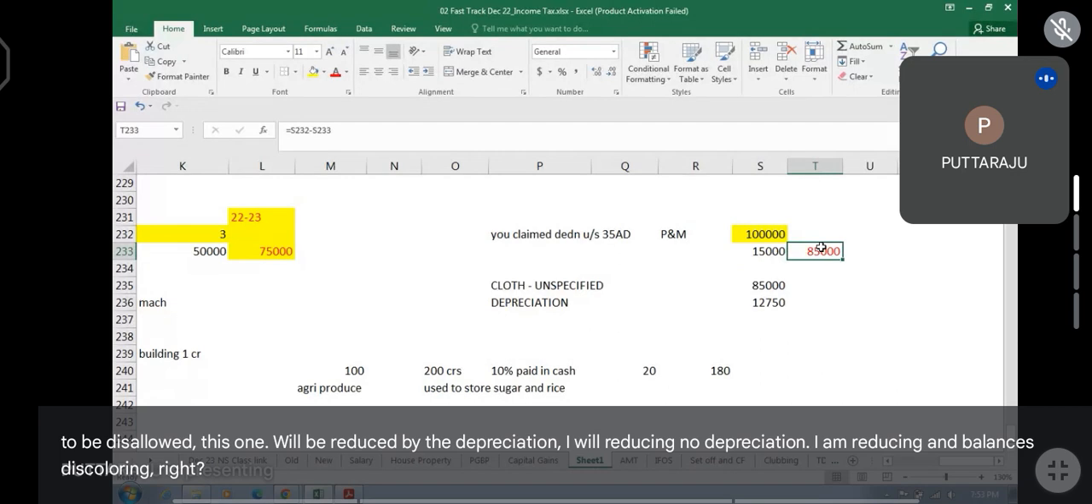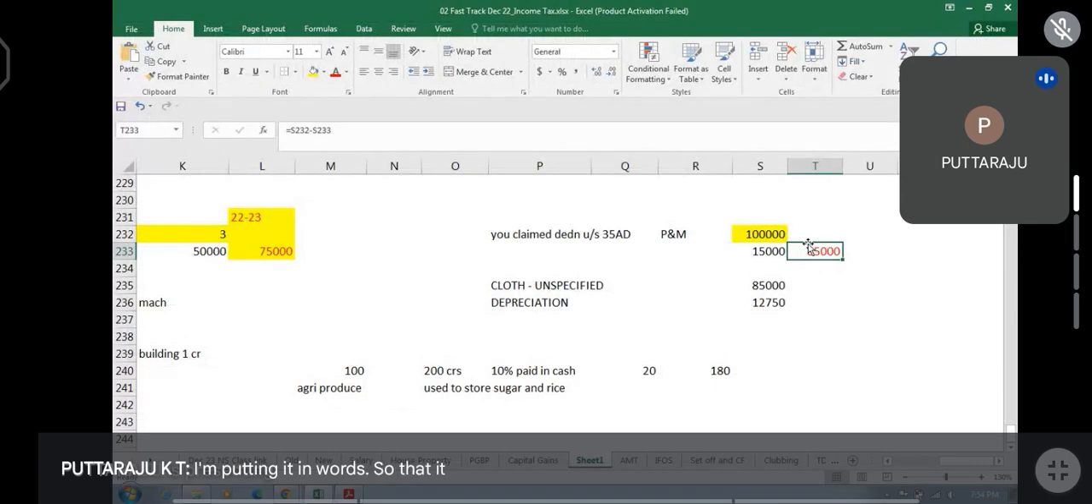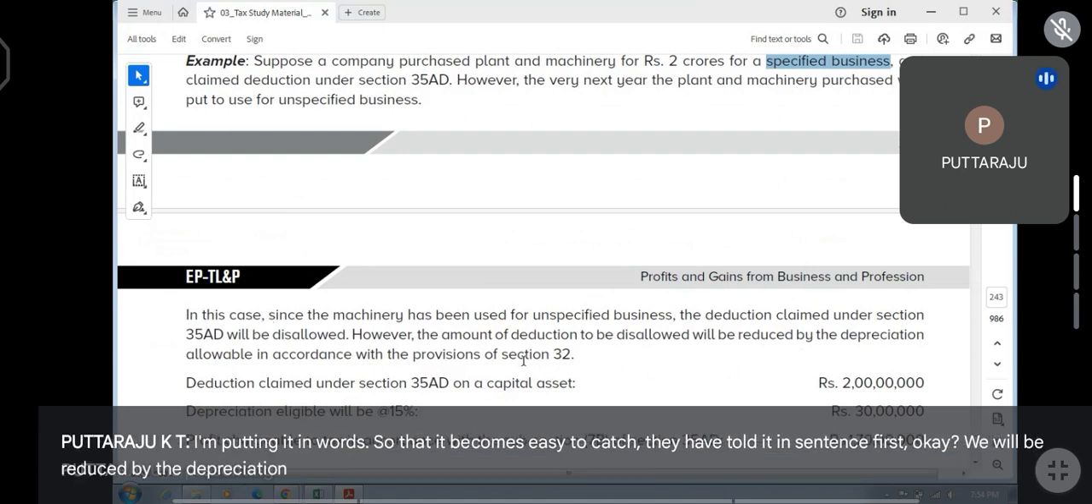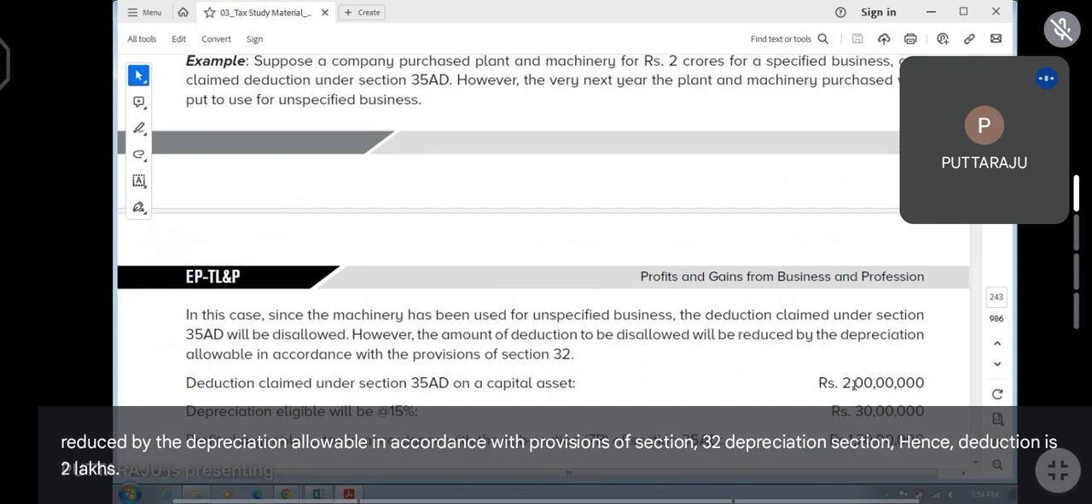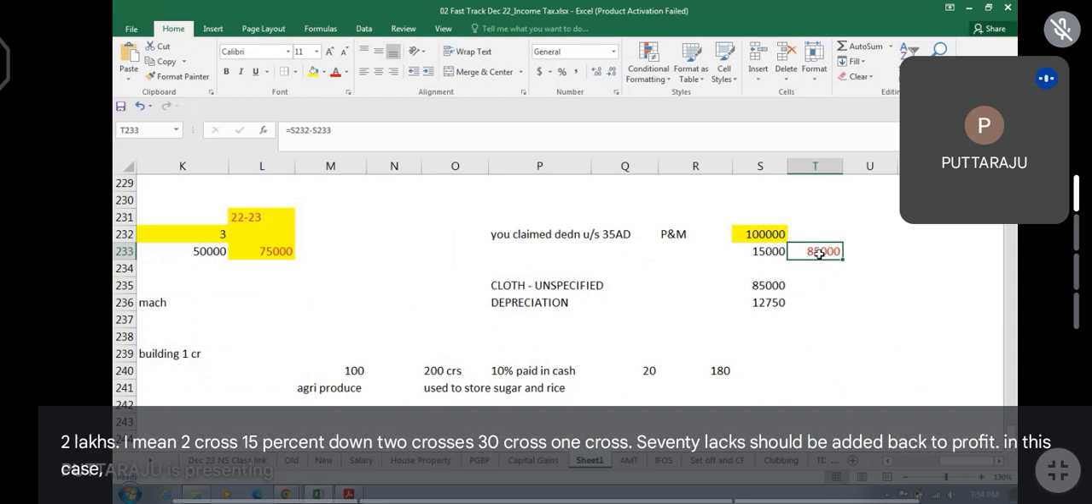Yes or no? Yes, sir. I am putting it in words so that it becomes easy to catch. They have told it in a sentence first: it will be reduced by the depreciation allowable in accordance with the provisions of section 32, the depreciation section. Hence, deduction is 2 crores. 15% on 2 crores is 30 lakhs. 1 crore 70 lakhs should be added back to profit. In this case it is 85, I will take 2 crores only.